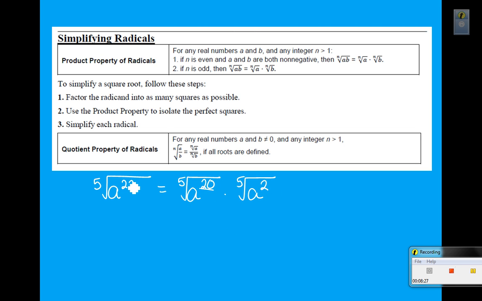Then here's what this answer now looks like. a to the 20 divided by 5 is 4. This part, you don't bother, so it stays as the 5th root of a squared. So it looks weird. What's going to be tougher is there's, of course, no calculator involved today.